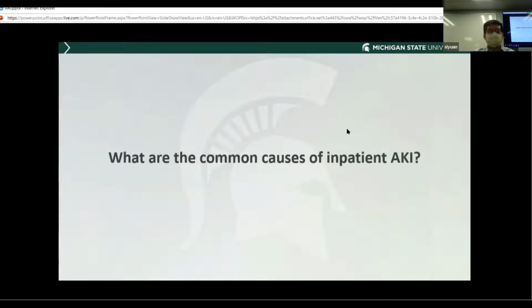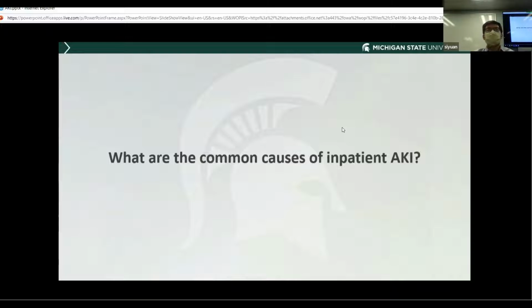There are so many causes for AKI, but in the inpatient setting, there are about 5 really common causes most of the time. If you think about these 5 causes, it will most likely cover the causes of AKI in those patients. So do you have any idea what the 5 most common causes of AKI in patients are?